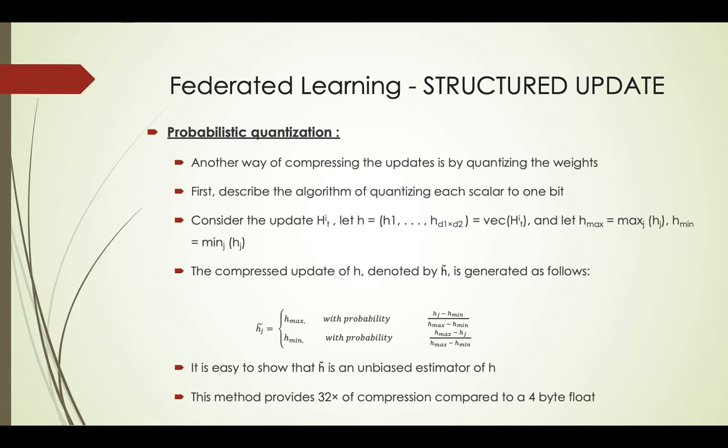The compressed update of H, denoted by H bar, is generated as follows. So using these equations, it is easy to show that H bar is an unbiased estimator of H. This method provides 32 times compression compared to a 4-byte float.